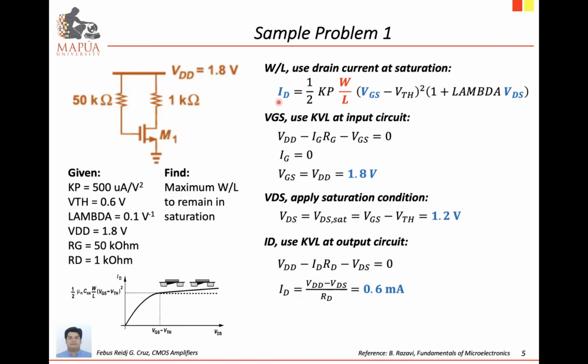After knowing ID, VGS, and VDS, we can now compute for the W over L. For this example, W over L equals 1.49. We can use a unit of micrometer per micrometer. All right, so did you follow?